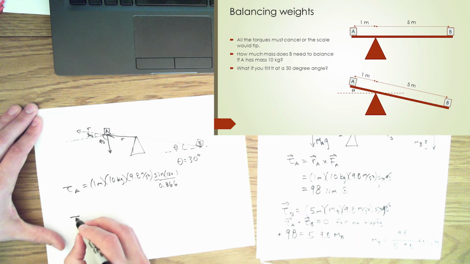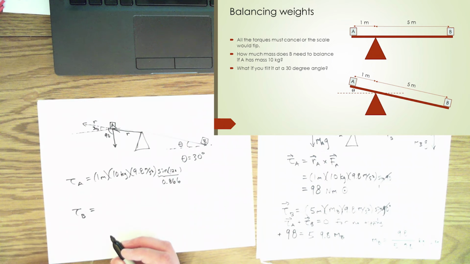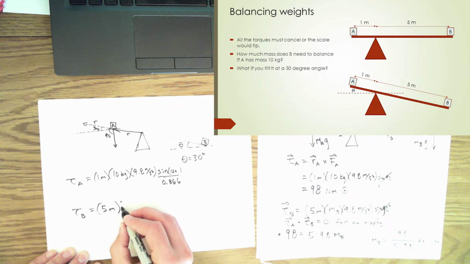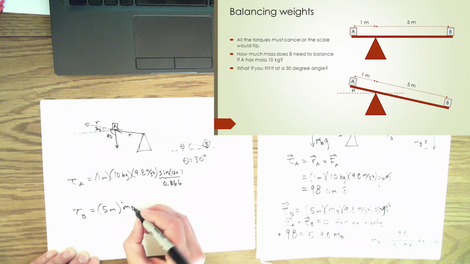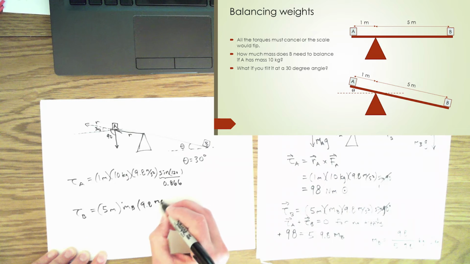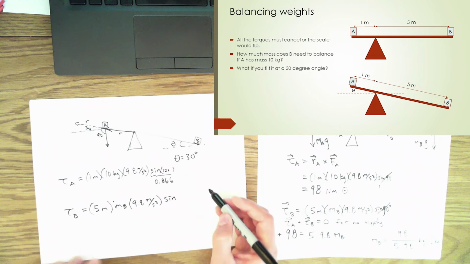Okay, let's see what is tau b. If we keep the mass the same, let's see what it is. So we have 5 meters. Let's just leave it as MB for now. 9.8 meters per second squared. Sine of, what's the angle here?